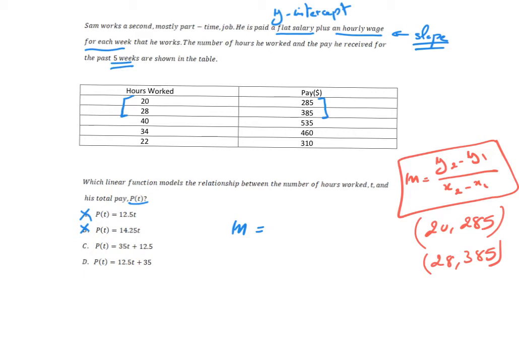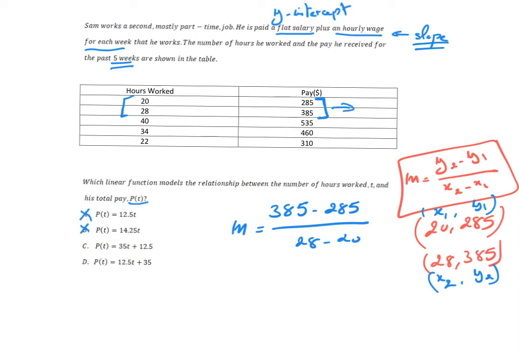So we got y2 minus y1. Let me call this one x1, y1, and I'm going to call this one x2, y2. And again, you can call 28, 385 x1, y1, and the other point x2, y2, and you will get exactly the same answer. So we have 385 minus 285 over 28 minus 20. In other words, we take the difference of those 2 points, which is rise, over the difference of x's, which is run.